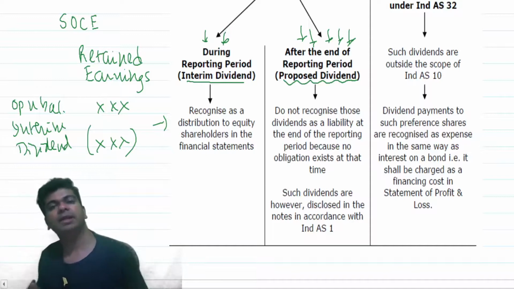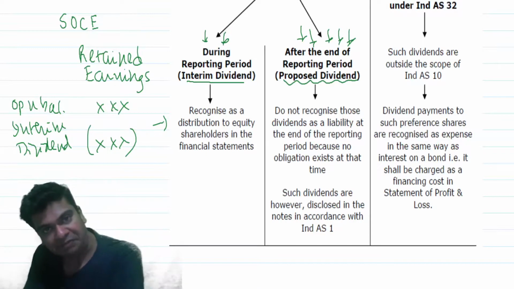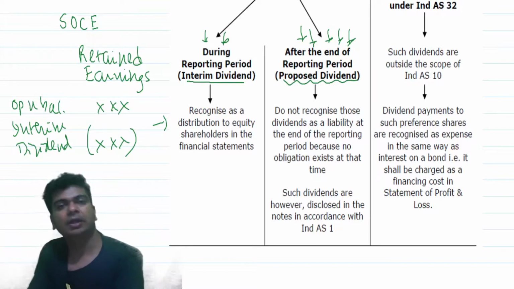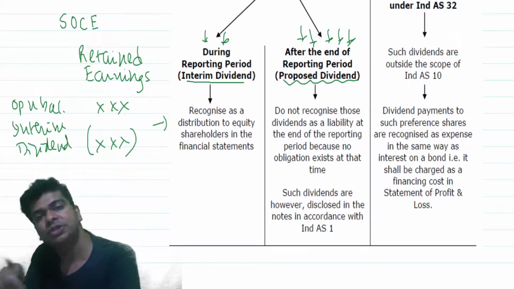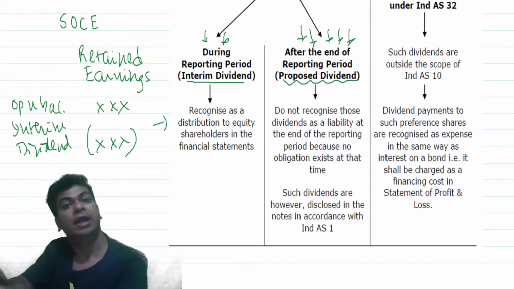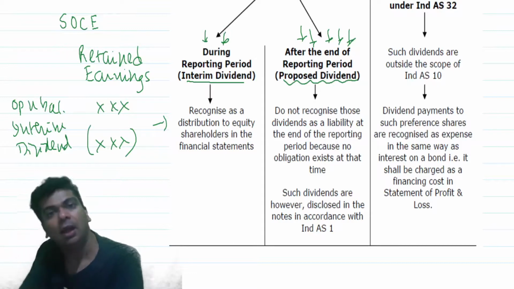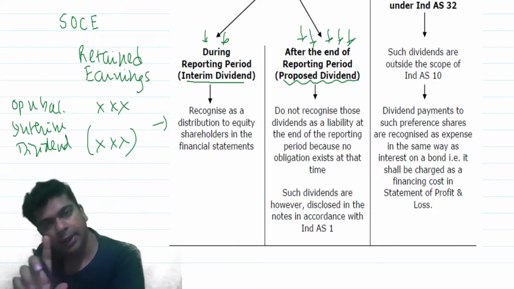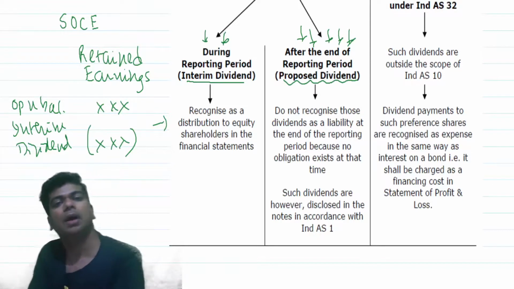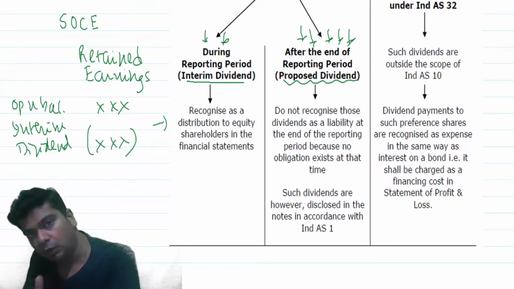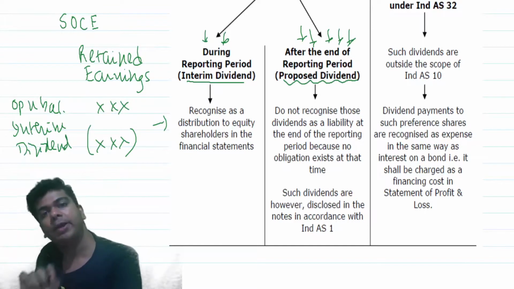They will give you the P&L, and you are supposed to finalize the financial statements of the company. In adjustment they will say the company has proposed dividend at so and so rate, and then we recognize a provision for the proposed dividend. We are showing this as a liability. Ind AS 10 suggests that proposed dividend is not a liability. You have to treat proposed dividend as a non-adjusting event.